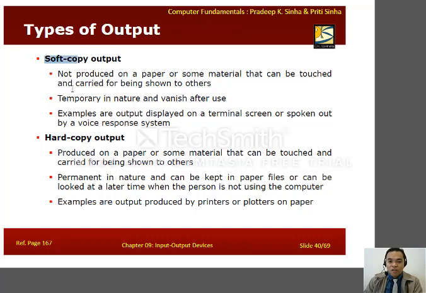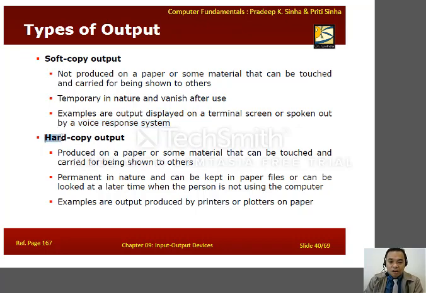We have soft copy and we have hard copy. When we say soft copy, it is not produced on paper or on material that can be touched and carried for being shown to others. It means a soft copy is temporary in nature and will vanish after use. What are the examples of soft copy? We have output displayed on the terminal screen or spoken out by a voice response system.